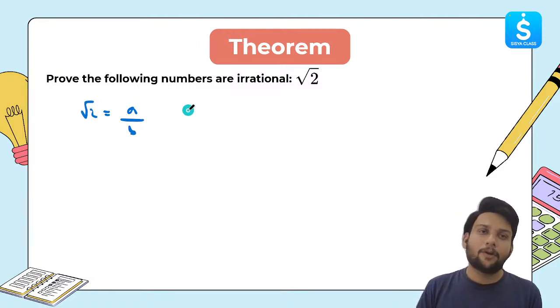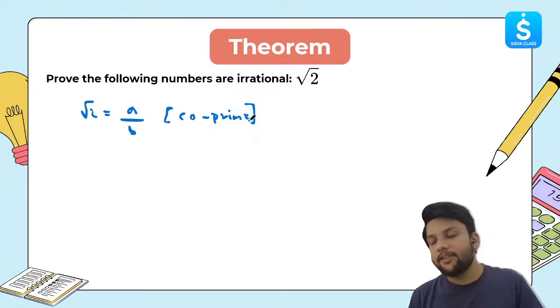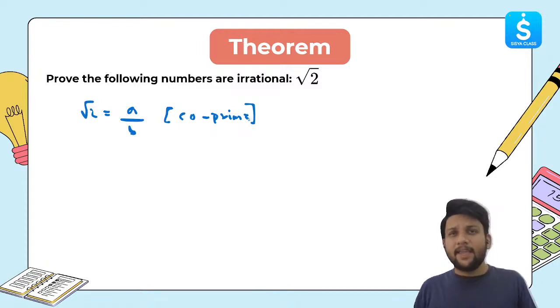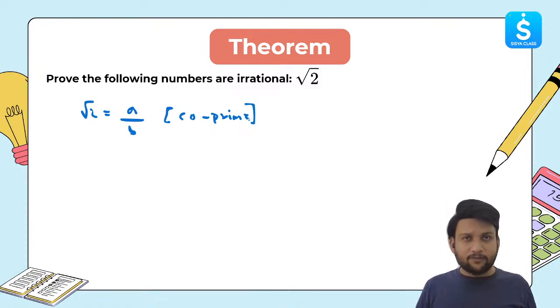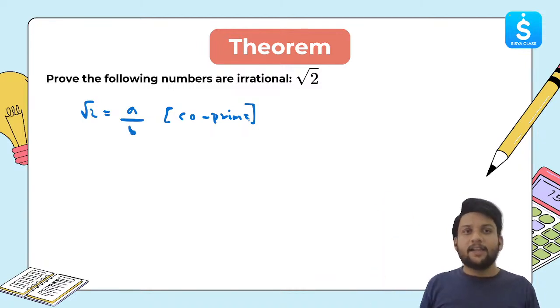But here one important condition is that a and b are co-primes. Now, what do I mean by co-primes? That means their HCF is 1. That is, they don't have any other common factor. For example, if you have 6 by 8, then I will always reduce it to the simplest form, 3 by 4, since 2 times 3 is 6, 2 times 4 is 8. So always a by b, where a and b are co-primes.